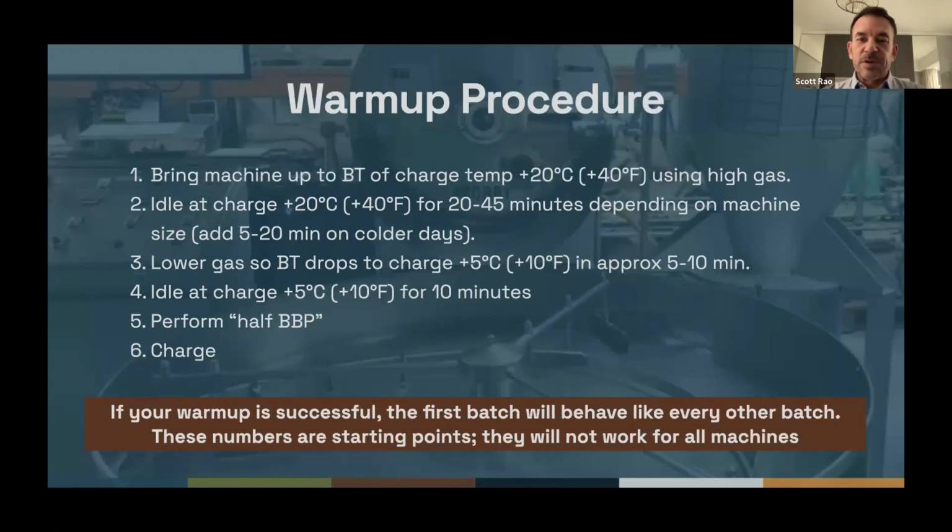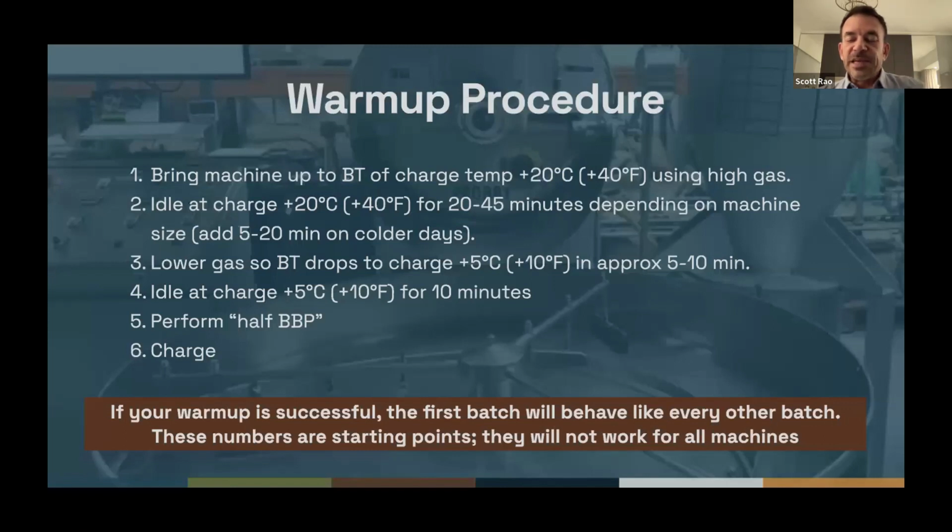And the idea here is I would like the warm-up to be effective enough that the first batch of the day is going to behave exactly the same as the last batch of the day. And that's really the theme of this presentation, is strategies to make it that every batch is going to have predictability and consistency. So the details here are that you have a charge temperature. Let's say your charge temperature is 400 Fahrenheit. During the warm-up, you would turn on the gas and bring it up to something like 440, so 40 degrees above your charge temperature. You might idle there for 20 to 45 minutes, depending on the size of your machine. Smaller machines, less time; larger machines, longer time.